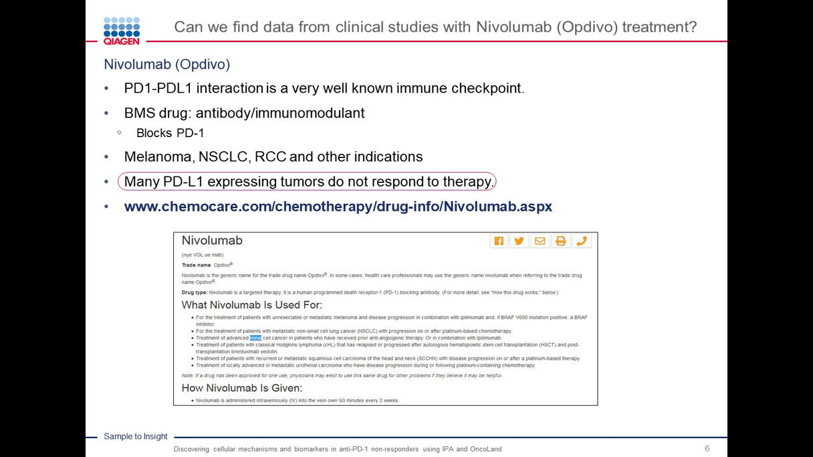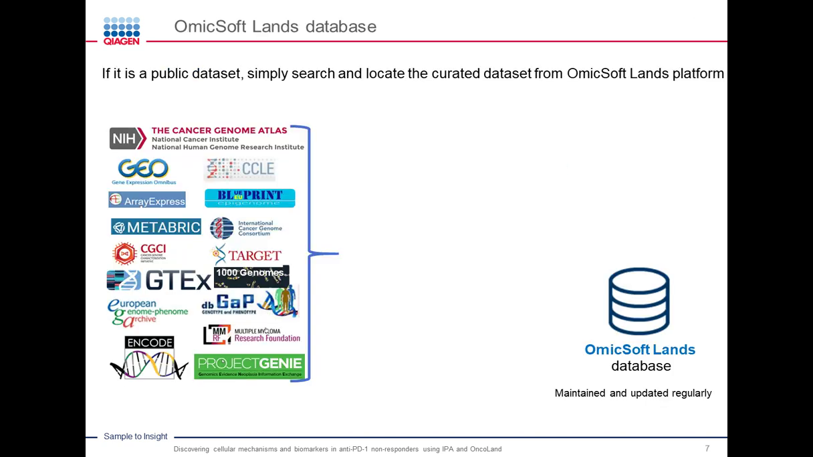Now, the problem is many PD-L1 expressing tumors don't respond to therapy. So our whole question is why? And as I mentioned, we want to start by locating an interesting dataset. Say you were to do this on your own. Typically, you would go to the public domain, to different sources such as TCGA, GEO, and so on, and then locate an interesting dataset or datasets.